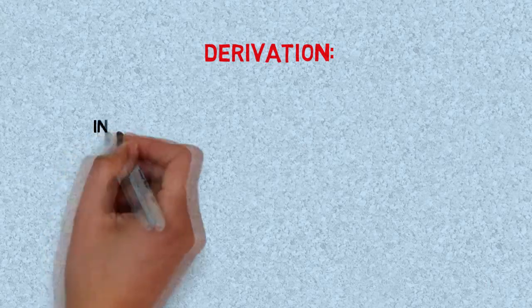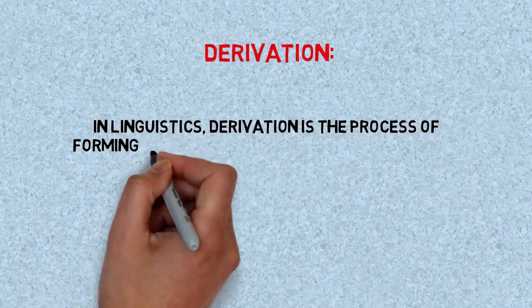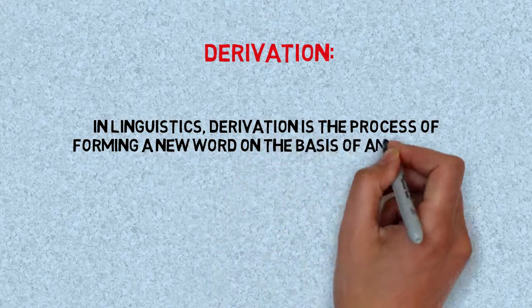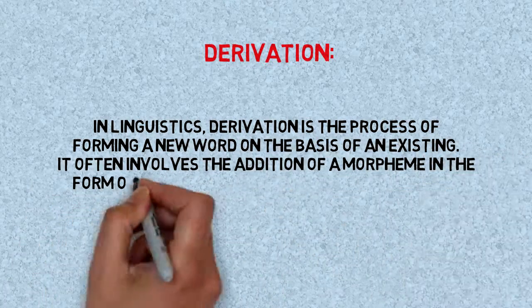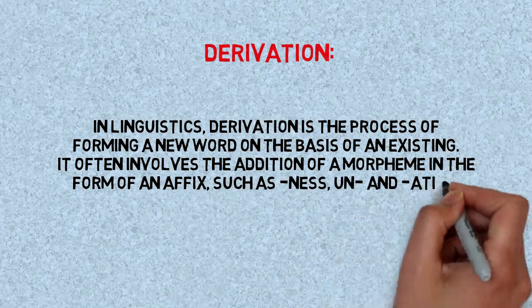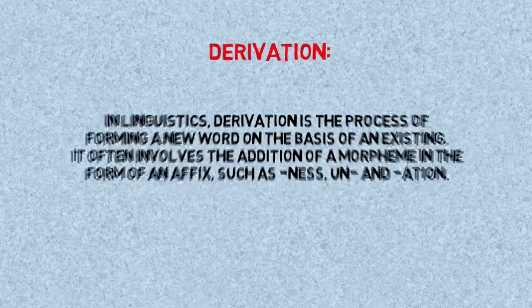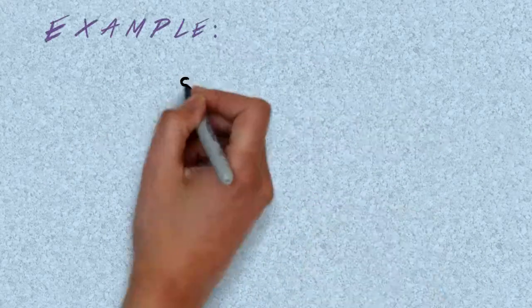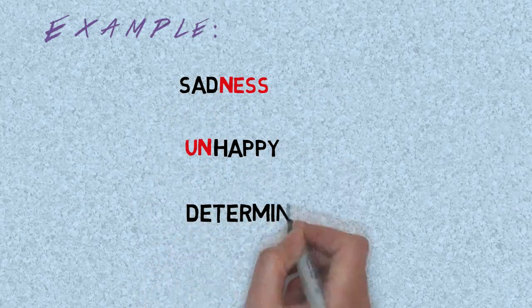Derivation. In linguistics, derivation is the process of forming a new word on the basis of an existing one. It often involves the addition of a morpheme in the form of an affix, such as ness, and also ian. Examples: sadness, unhappy, determination.